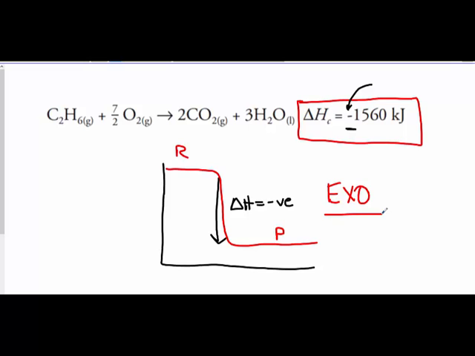You can approach these questions in any way that makes sense to you, but a really helpful way is to sketch yourself a little potential energy diagram, or just think about how we calculate enthalpy. It's always products subtract reactants.